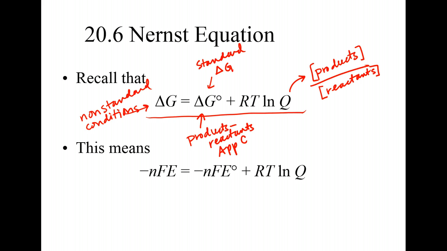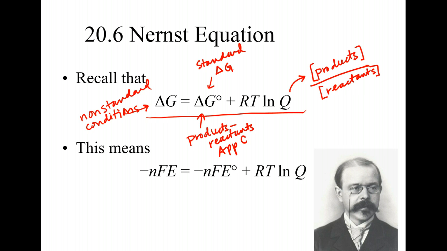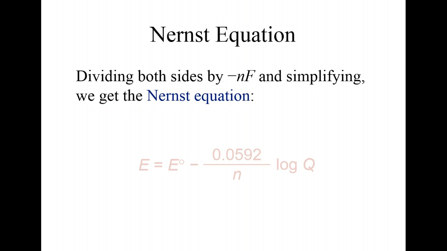If you compare the two equations, the one on the top and the bottom, we have simply substituted the equation from section 20.5, where Gibbs free energy is negative n Faraday's E. In the first one on the left, it's non-standard G, which means E is non-standard. Then after the equal sign, we see the two that have the standard markers. This is kind of a cumbersome equation, so we can simplify it a little bit. Here is a picture, by the way, of Mr. Nernst. Gotta love the glasses and mustache. If we divide both sides by negative n and Faraday, since that's in all those terms, and simplify it, we get the Nernst equation.